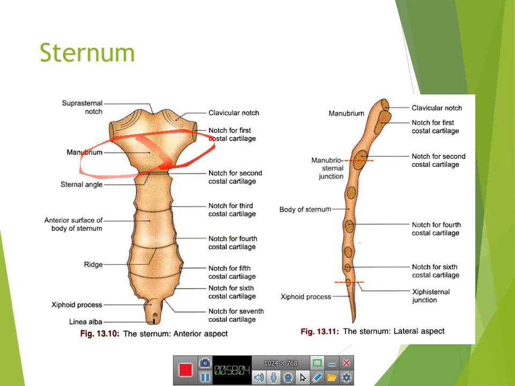The superior border is thick, rounded, and concave. It is marked by the suprasternal notch or jugular notch or interclavicular notch in the median part and by the clavicular notch on each side. Clavicular notch for costal cartilage on each side. The clavicular notch articulates with the medial end of the clavicle to form the sternoclavicular joint.